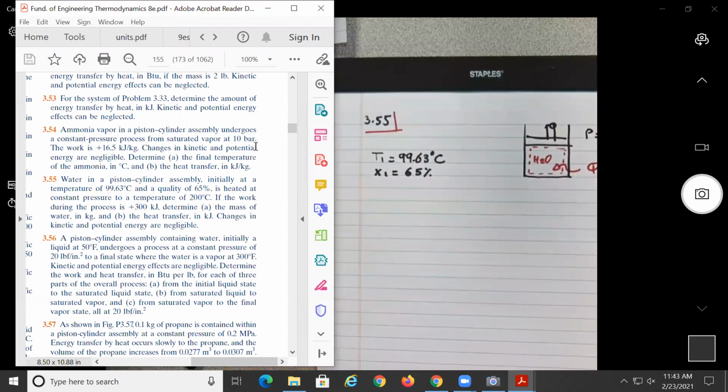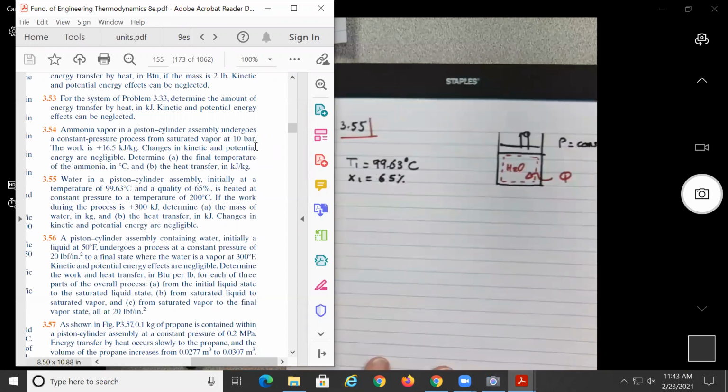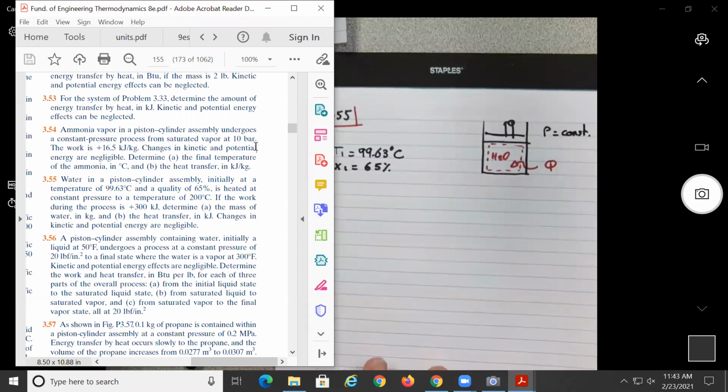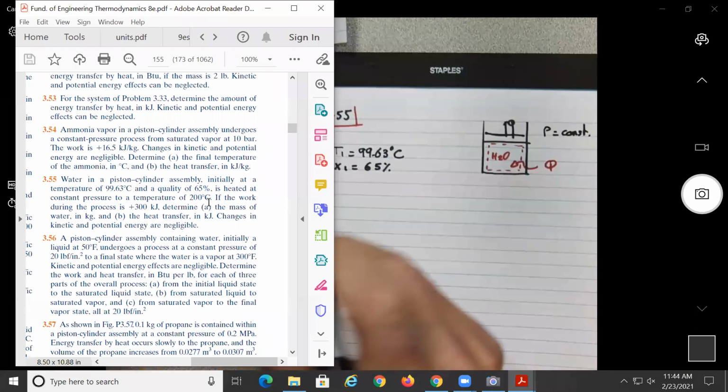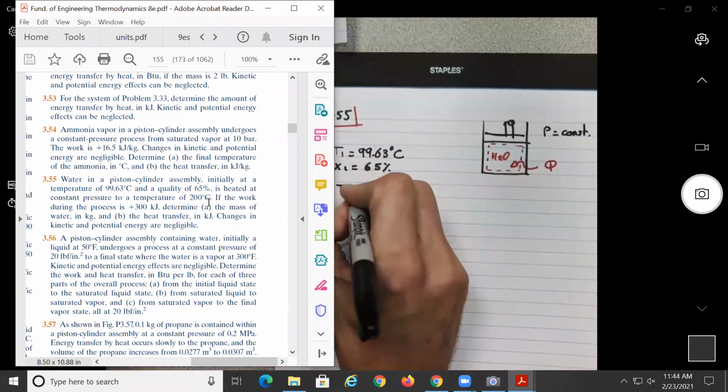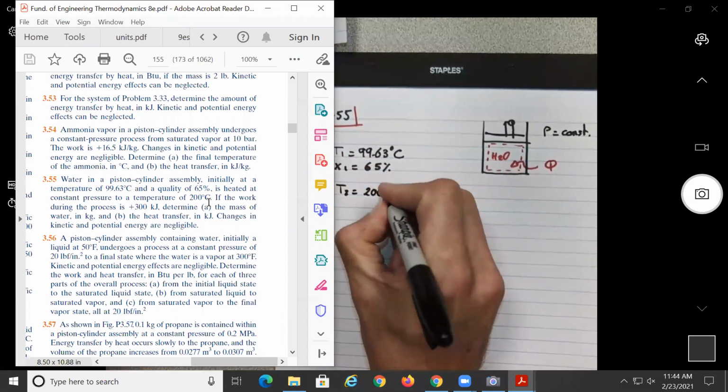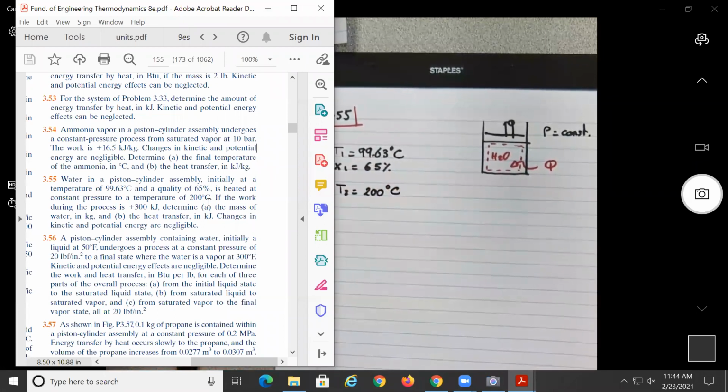Okay? I mean, is that really necessary that they tell us it's constant pressure? What is one of the properties of a free piston? Is that if you heat this, this is going to move freely up, no? So the pressure will be constant. If you cool it, it's going to go down, but the pressure will still be constant. So it's heated at constant pressure to a temperature of 200. So T2 equal to 200 degrees Celsius.